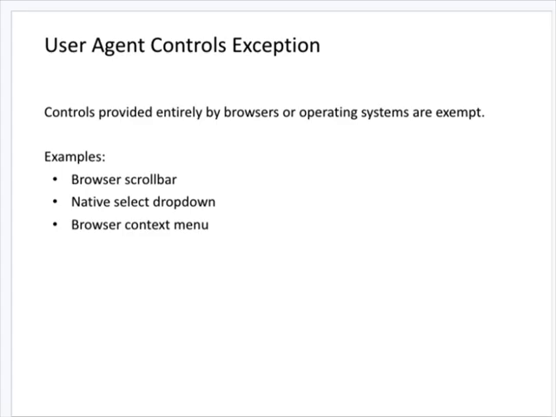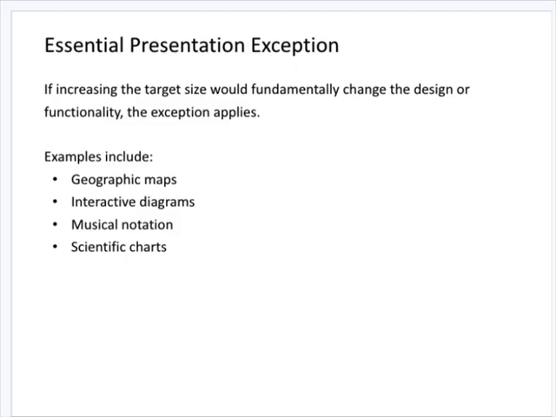User agent controls exceptions. Controls provided entirely by browsers or operating systems are exempted. Example: browser scroll bar, native select drop-down, browser context menu. Essential presentation exception. If increasing the target size would fundamentally change the design or functionality, the exception applies. A few examples: geographic maps, interactive diagrams, musical notation, scientific charts.